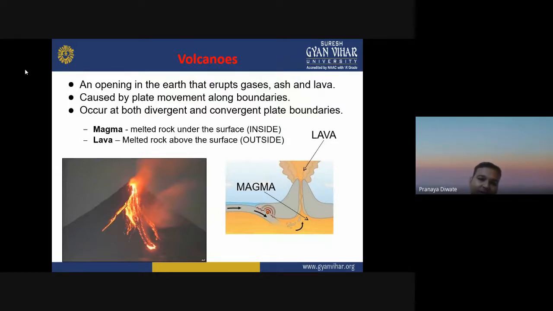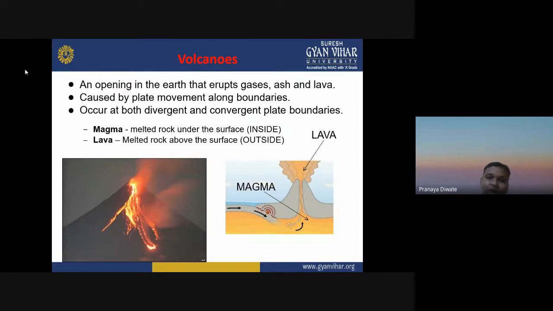So you have two different materials. One is known as magma. Now, what is magma? Magma is a molten material from the earth, a melted rock under the surface. That is your magma.